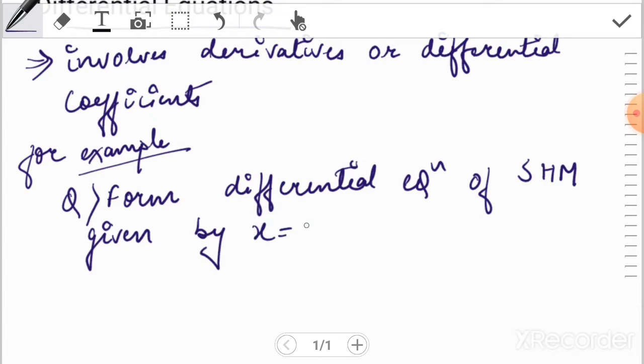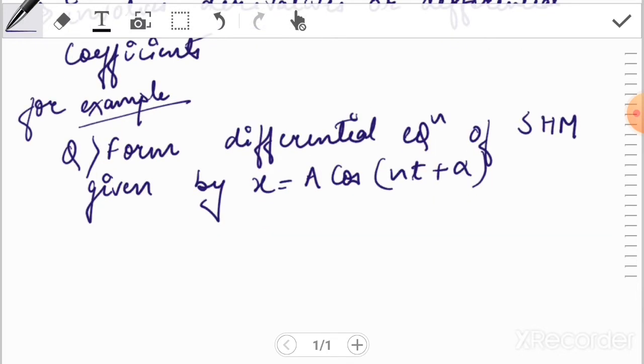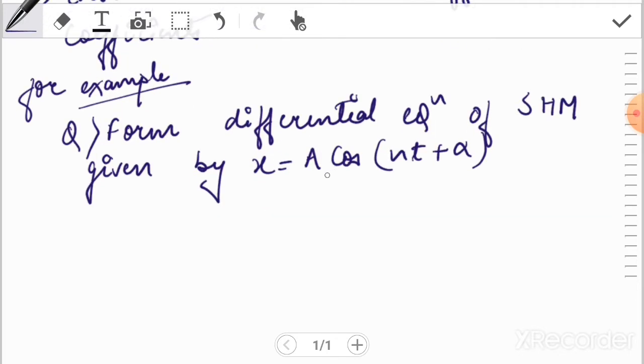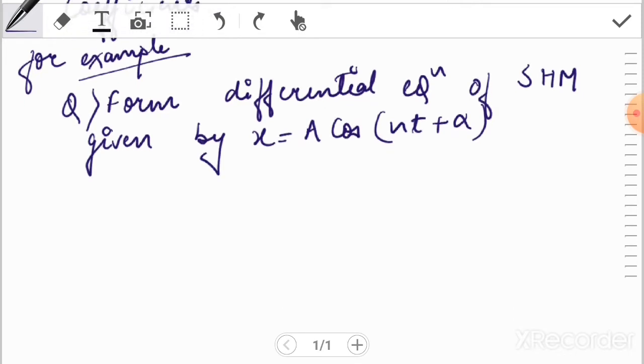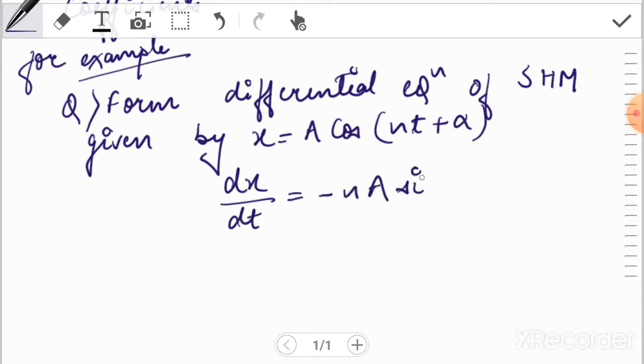x is equal to a times cos(nt plus alpha). So we are supposed to eliminate the constants a and alpha. Now differentiating this, we get dx by dt is equal to minus na sin(nt plus alpha).